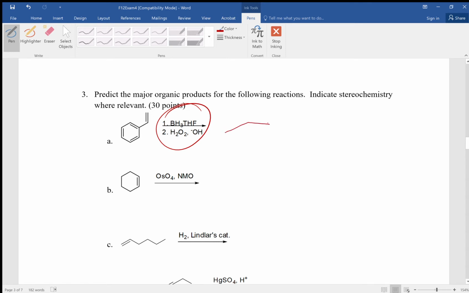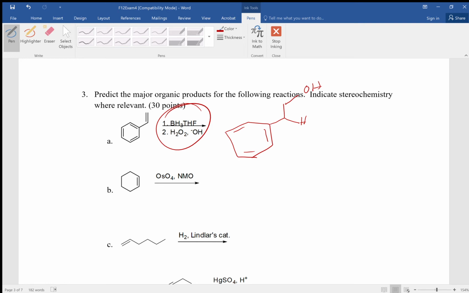And so an anti-Markovnikov reaction, recall, is one that adds the hydrogen to the more substituted carbon and the other group, the X group, to the less substituted carbon. And so for the hydroboration of this compound here, we'd get the alcohol on the less substituted carbon, the hydrogen on the more substituted carbon.